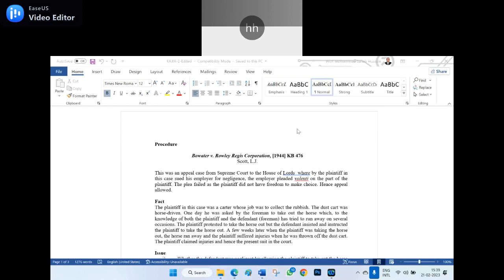Yes, come to the point. And here KB, King's Bench, is there, that's in square brackets. And later on, the next is a page number.